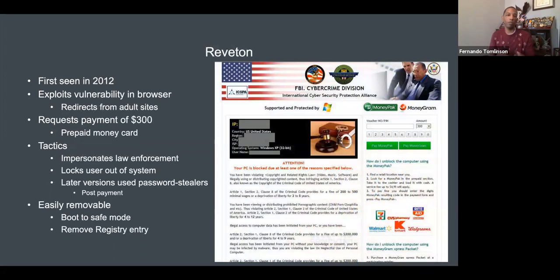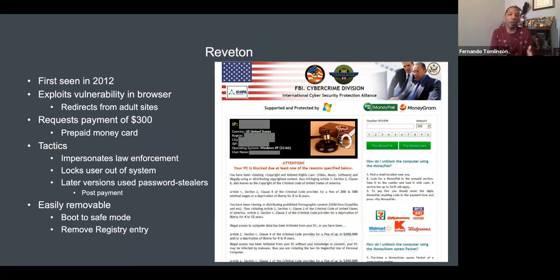So that brings us to Reveton. Reveton was first seen in 2012, and it exploited a vulnerability in the browser. And when it did so, it presented a page which made you feel like it was legit. So in this case, this is showing the FBI's cybercrime division, and it's telling you you've done all these things and all the other stuff, right? And in some cases, people are like, holy crap, I messed up.